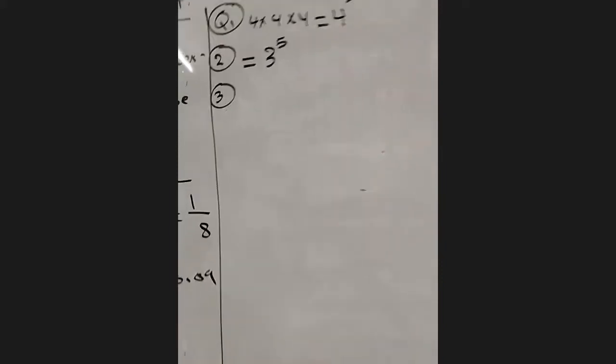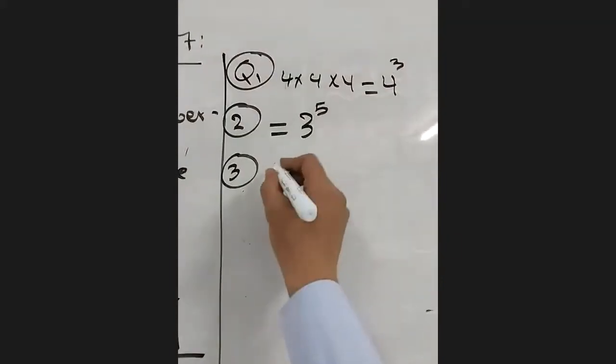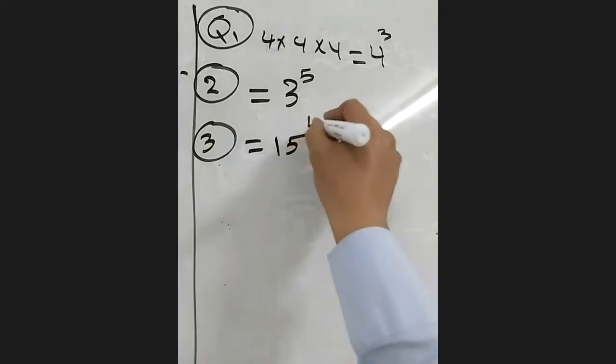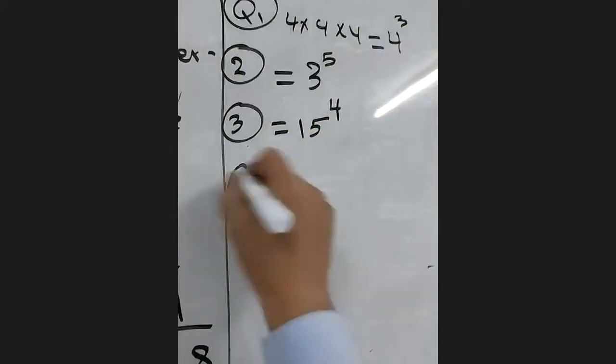Question 3, Abdul Hamid. 15 to the power of 4, 15 multiplied by itself 4 times. This is equal to 15 to the power of 4. Good. Question 4.